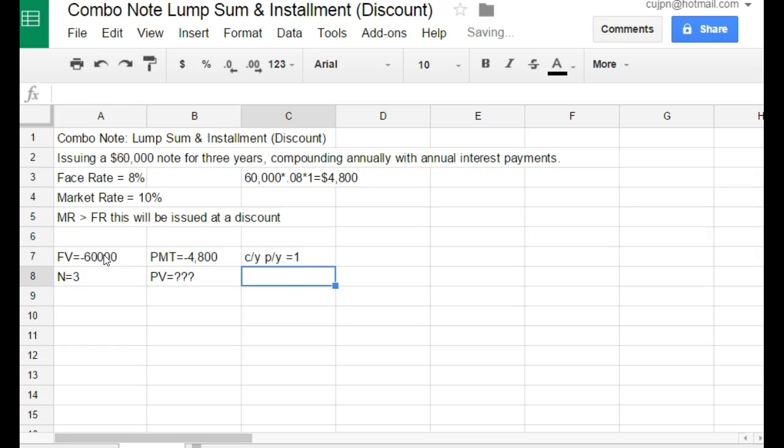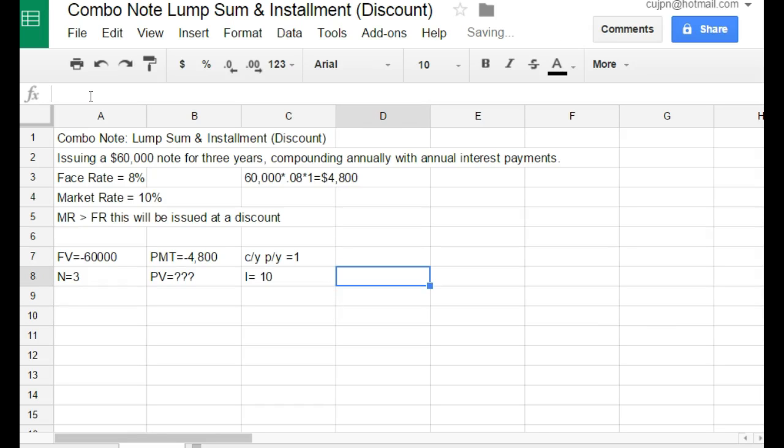Now, here's the big question. What do we use for the interest rate? Since we're trying to figure out the value of this note based on a market rate of 10%, and we already used the face rate to calculate our payment, we're always going to use the market rate when we solve for the present value.